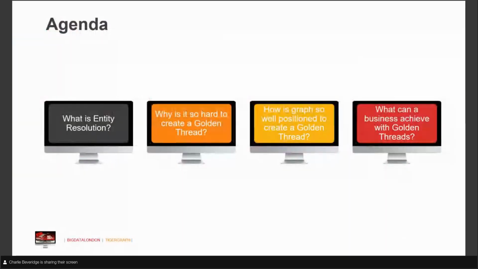All right, so first I will cover what entity resolution actually is, and we'll see that essentially it enables what we call a golden thread. We'll look at why it's so hard to do, how a graph does it so well, and then what is possible to achieve as a business once you've cracked it.